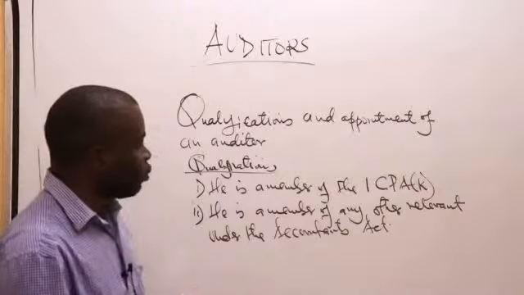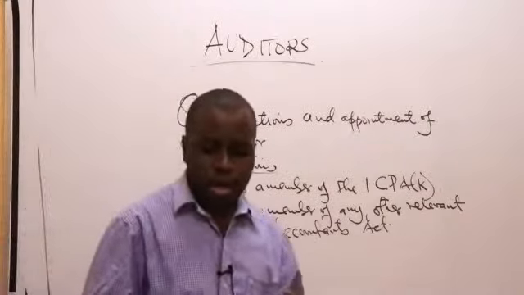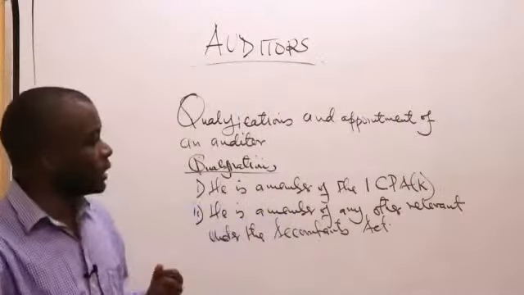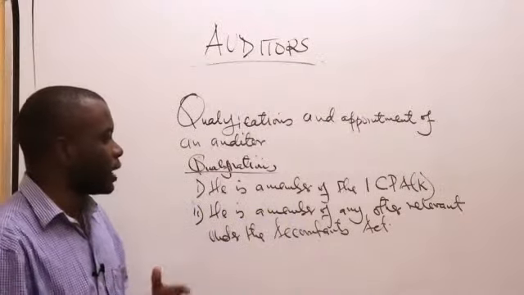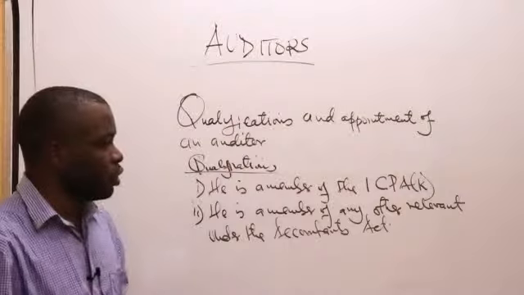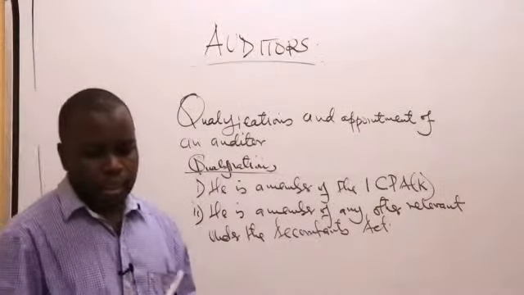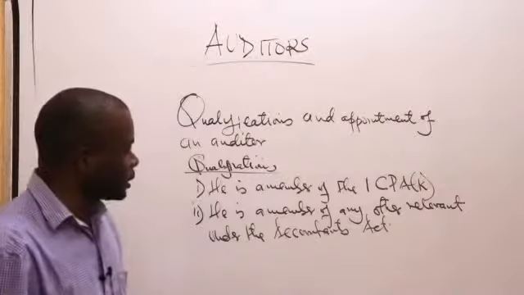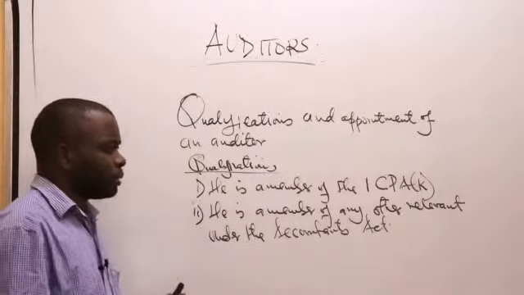So these are the key qualifications that are required of an auditor of a company. So the appointment, these are basically how the appointment will happen.